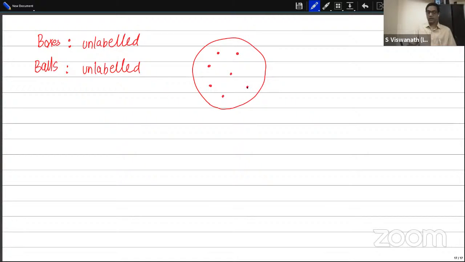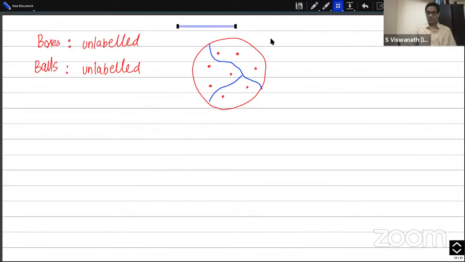So here's a collection of how many? 1, 2, 3, 4, 5, 6, 7, 8. 8 dots. And the boxes are also not distinguishable. What does that mean? So maybe I'll put them into boxes in this manner. Okay, so here's one way of dividing these 8 balls into 3 boxes.